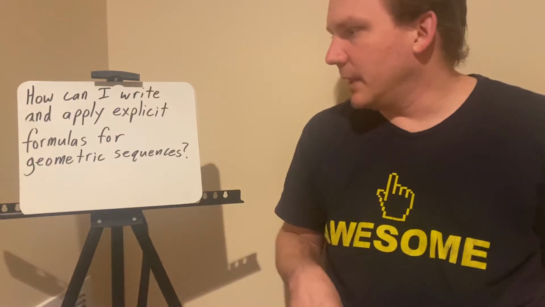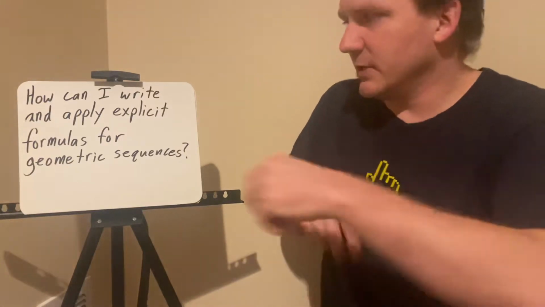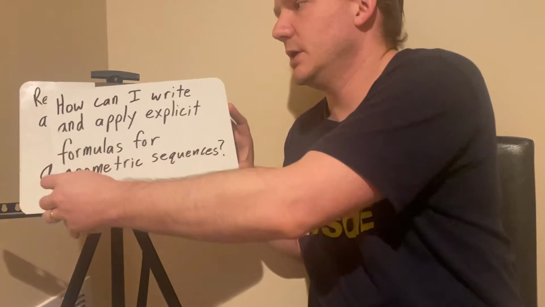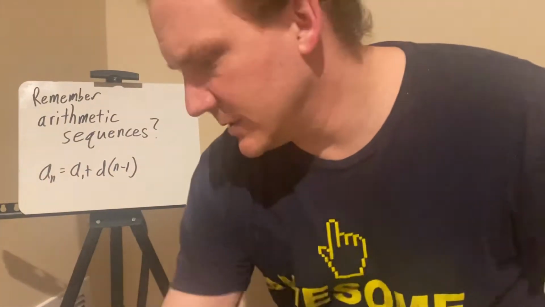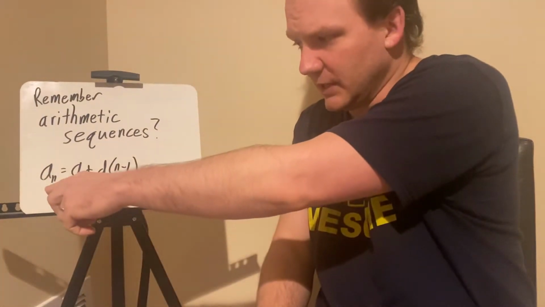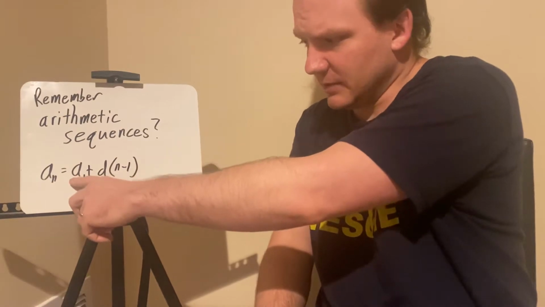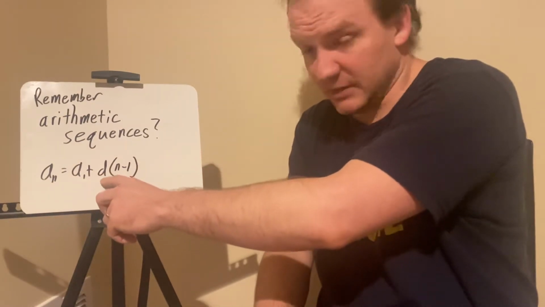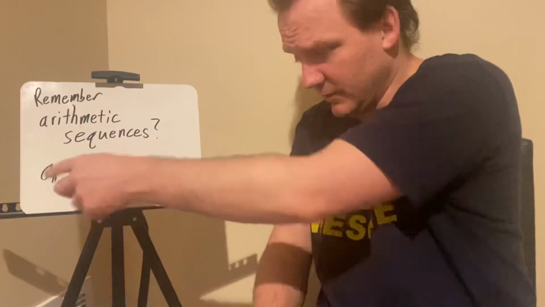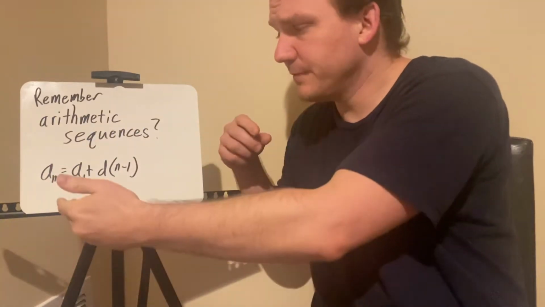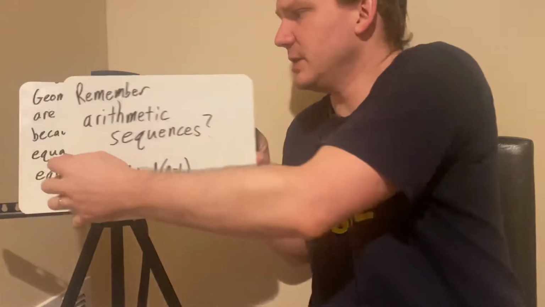How can I write and apply explicit formulas for geometric sequences? Remember arithmetic sequences, where you took a sub n, you could find the nth term if you did a sub 1, the first term, plus the common difference times n minus 1, whatever term you're doing. Remember that? So this is dealing with sequences again.